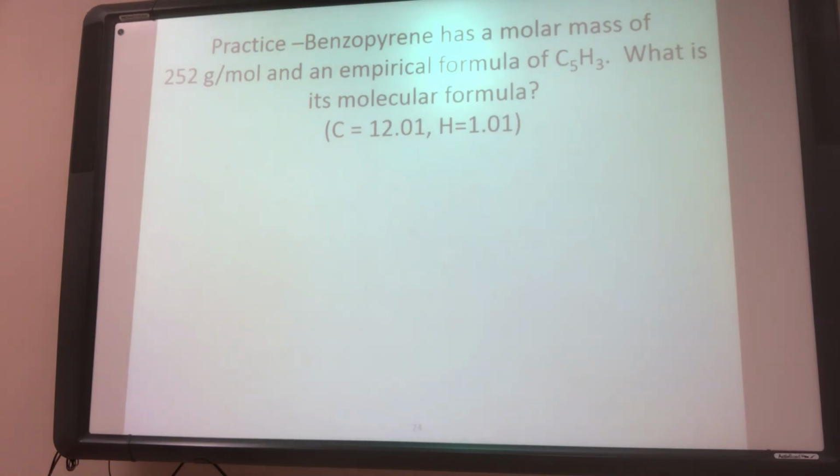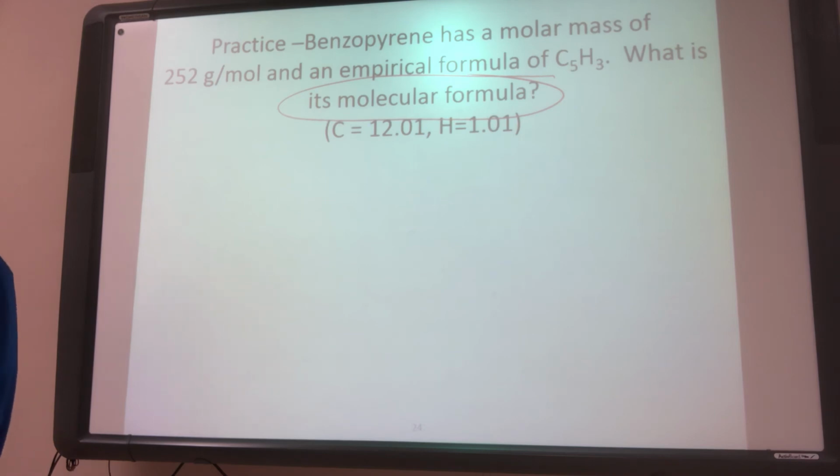Benzopyrene has a molar mass of 252 grams per mole and an empirical formula of C5H3. What is its molecular formula? So what is it asking me? It's asking me for the molecular formula. So when you see that it says molecular formula, the first thing you have to think about in your head is, ooh, I'm gonna have to find that multiplying factor. But let's just see what it says.